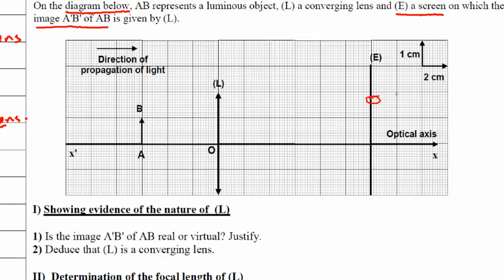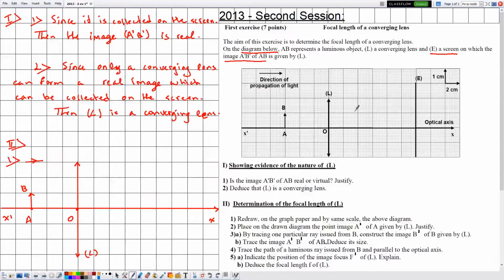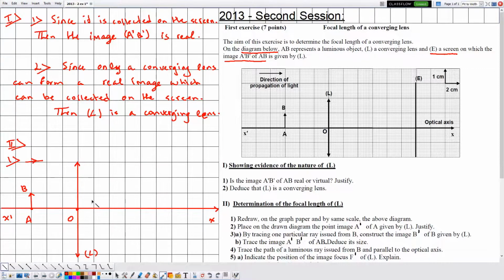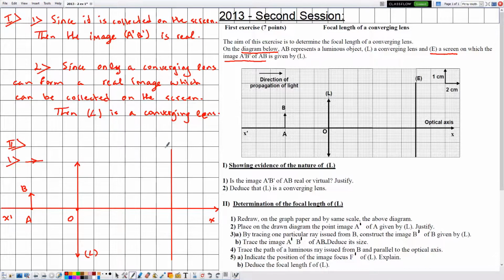Moreover, the screen E is located behind the lens by 1, 2, 3, 4, 5, 6 divisions perpendicular to the optical axis. Then 1, 2, 3, 4, 5, 6. This is the screen E. Finally, the scale along the x-axis is given by 2 centimeters, and along the y-axis is given by 1 centimeter. So this is it for the redrawing.